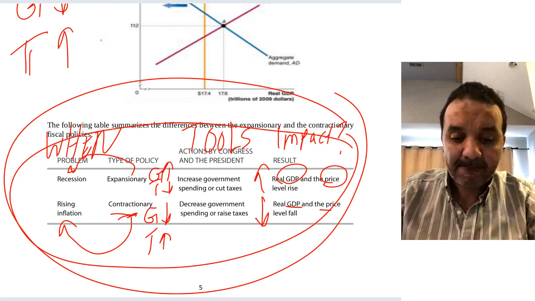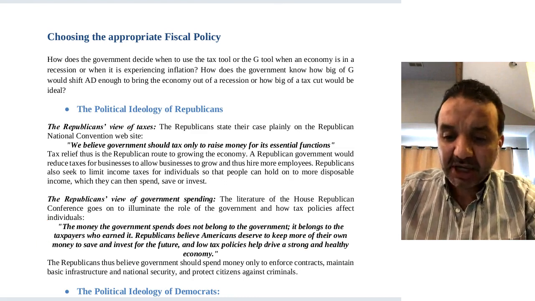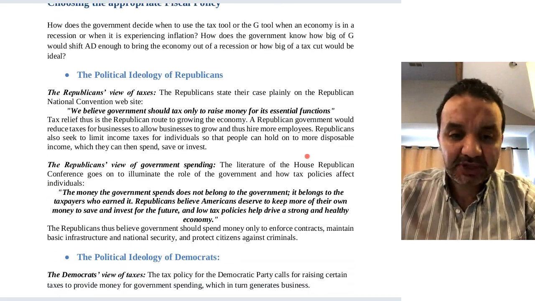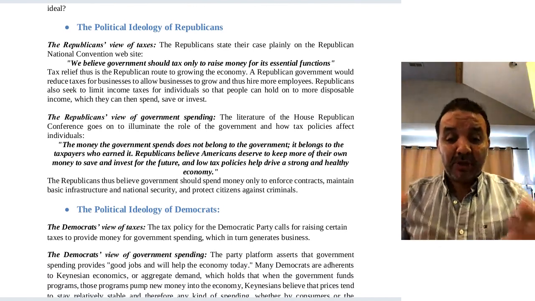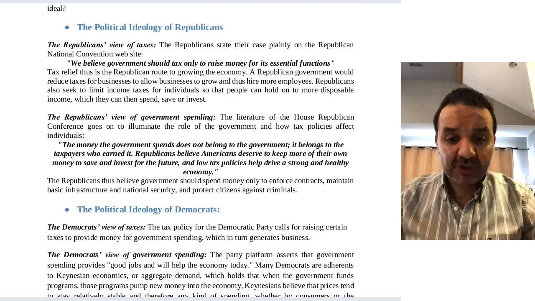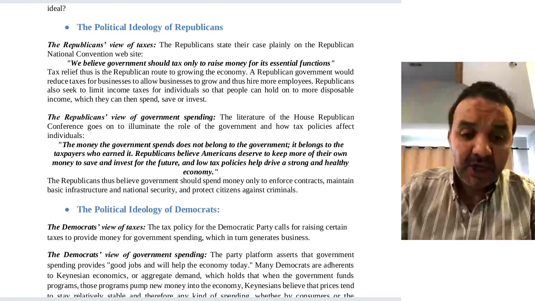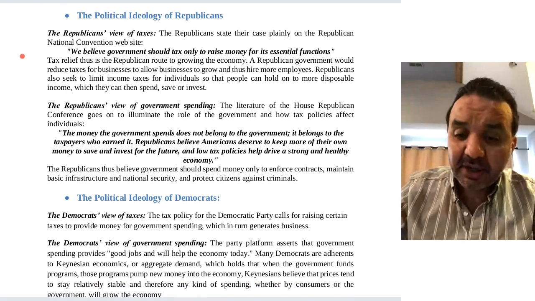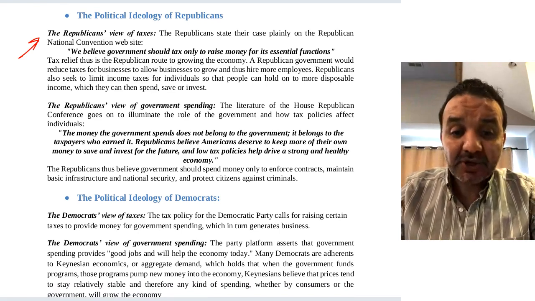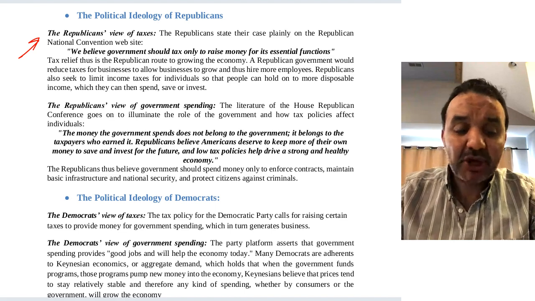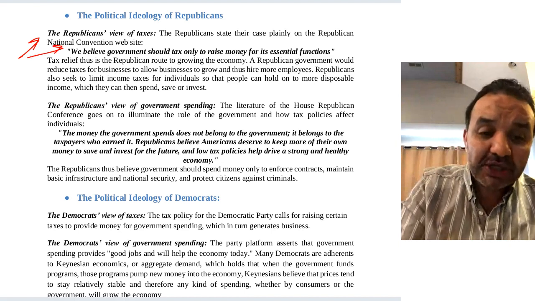Okay, let me finish this video with something which I think is interesting, which is the political ideology of the Republicans and Democrats about fiscal policy. Let's start with the Republican Party. Republicans' view of taxes: Republicans state this plainly on the Republican National Convention website. If you go to the website, you will see this statement.